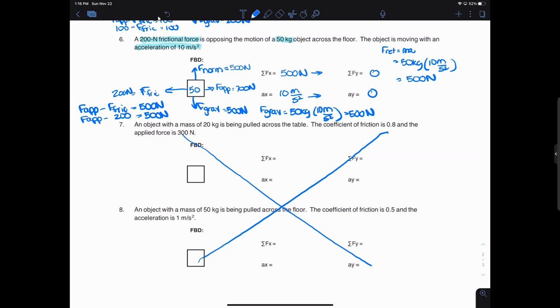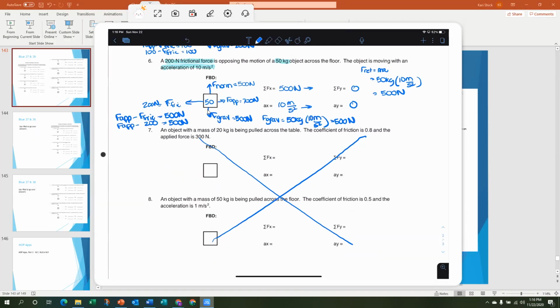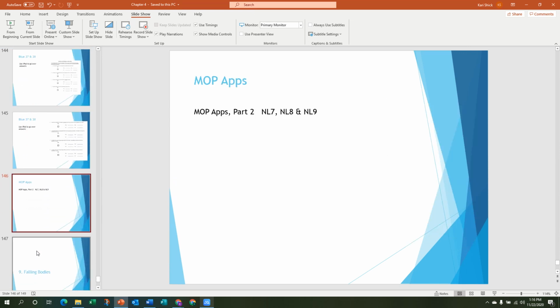All right, so ladies, you should go ahead and work on MOP apps NL7, NL8, and NL9. They take various parts of what we've been going over. Some of them you're going to find to be extremely easy. Others of them you might find to be a little bit more challenging than what we were doing here. But overall, you should be really well prepared to do them, and then you can go ahead and take the assessment.